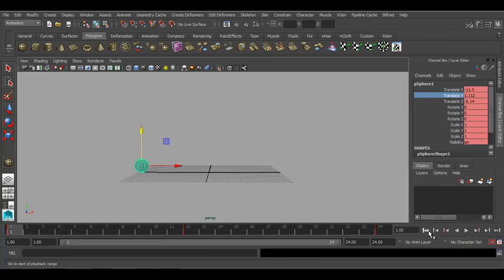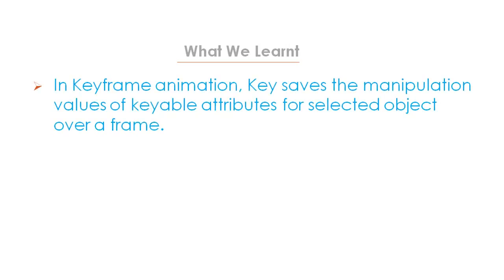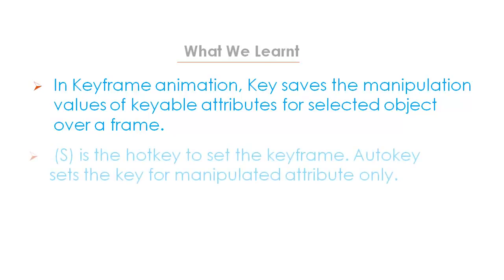So this is how we can do a keyframe animation. These are the basics of keyframe animation. Let us see what we have seen in this lecture. What we learned in this video. We have seen that in keyframe animation, key saves the manipulation values of keyable attributes for selected object over a frame. To set the key, S is the hotkey, whereas Autokey sets the keyframes for manipulated attributes only, and setKey sets the attribute for all the keyable attributes of the selected object.